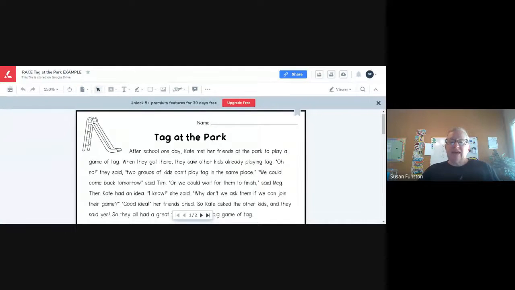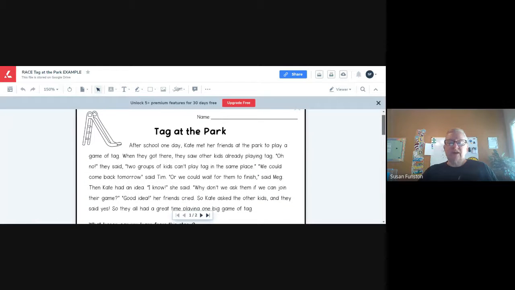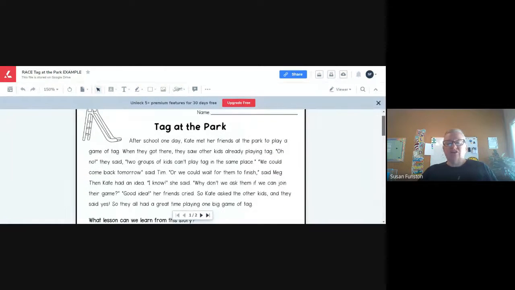After school one day, Kate met her friends at the park to play a game of tag. When they got there, they saw other kids already playing tag. Oh no, they said. Two groups of kids can't play tag in the same place. We could come back tomorrow, said Tim. Or we could wait for them to finish, said Meg. Then Kate had an idea. I know, she said. Why don't we ask them if we can join their game? Good idea, her friends cried. So Kate asked the other kids, and they said yes. So they all had a great time playing one big game of tag.